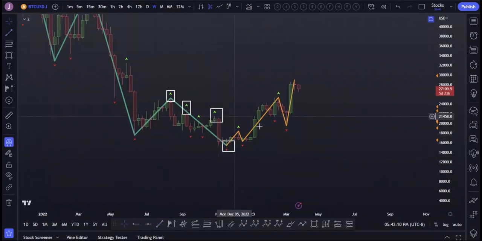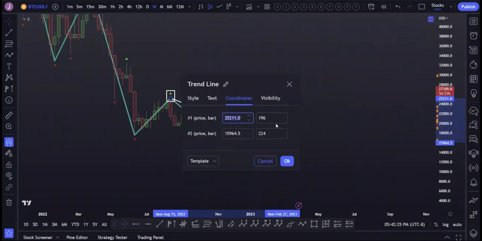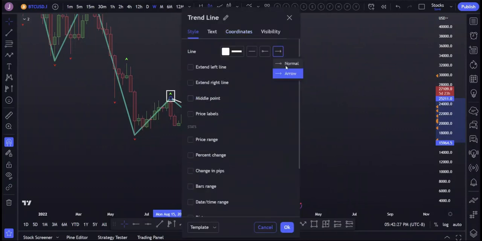All right, so how can we tell that market structure has changed on the weekly time frame? Because of this right here. So what we see is all of these lower highs, 1, 2, and 3. Let's put a line on it. All those lower highs were taken out.